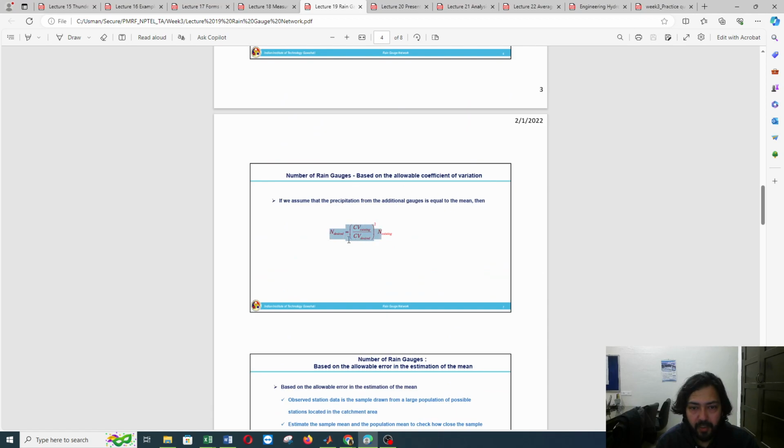Now this equation here is very important. If we want to calculate the desired number of rain gauges, let us say we have a rain site where the number of existing gauges is 4, right? And they have given us the desired coefficient of variation or existing coefficient of variation, and we want to calculate the desired number of rain gauges in that catchment. So we can use this equation.